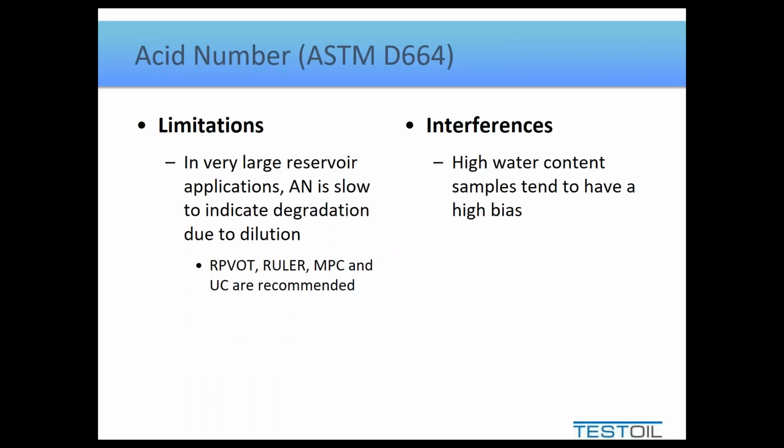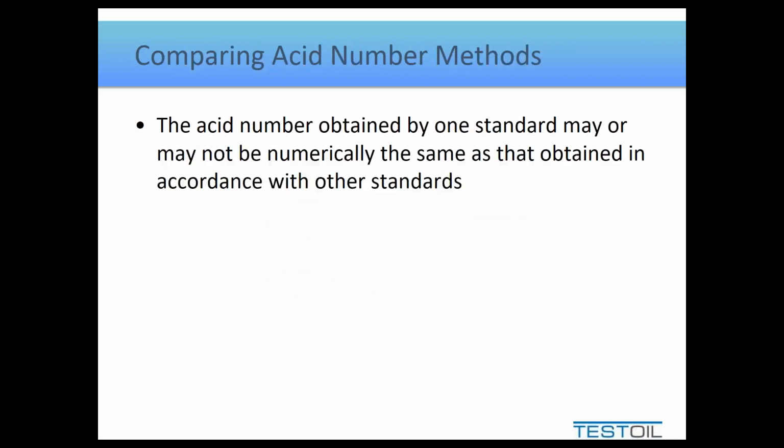So the limitations still hold up. The interference regarding water content still holds up. It just doesn't have the interference based on color. So one quick comment between these two tests, and this is very important for people who look up product data sheets, is right from ASTM, they will tell you that the acid number obtained by one method might not correlate with the acid number obtained by the other method.